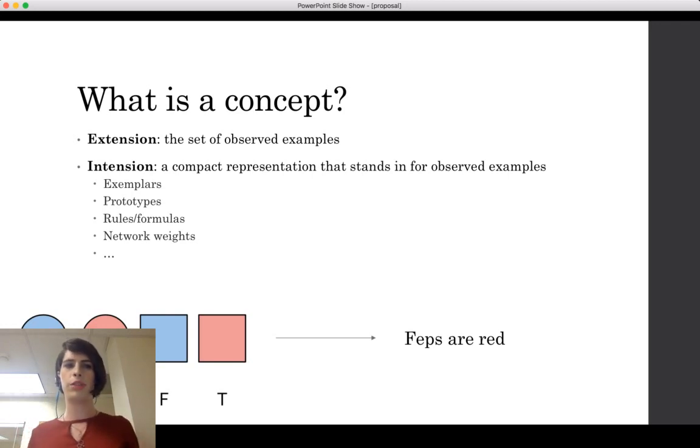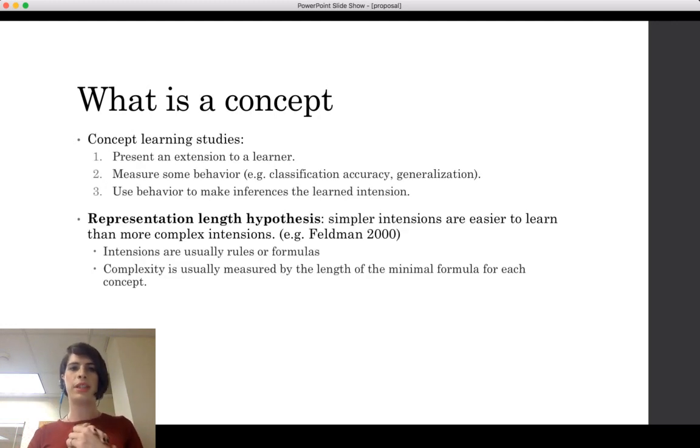At this view from the bridge, we can think of a concept in two forms. So one form is the extension, which is just a list of observed examples. And the other form is an intension, which is a representation that may stand in for those observed examples. Concept learning studies have typically proceeded by presenting a learner with an extension first, measuring behavior in some way, and then using that measurement of behavior to make an inference about the learned intension.